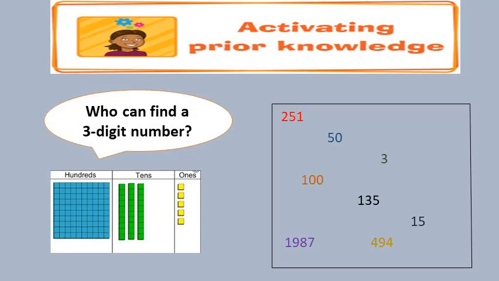Now, who can find a 3-digit number in the box? I will give you 5 seconds to think. Yes, perfect. We have 251, 100, 135. Is there more? Yes, 494. Perfect. But for me, 100 is a special 3-digit number. Do you know why?